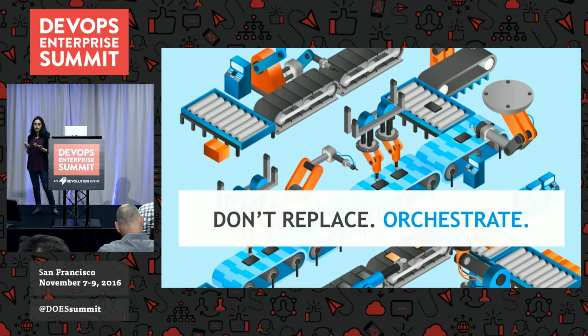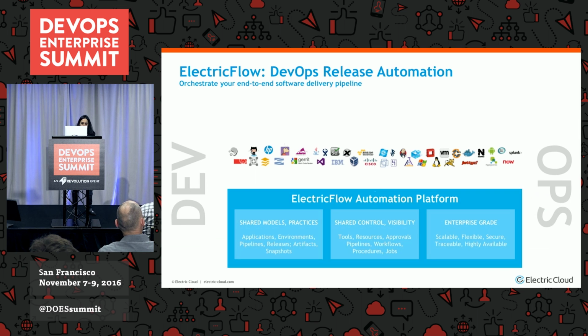That is the really important part when you're going across an entire organization, making it easy for these new users, new teams to come on, take what they're actually already using, and bring it in and orchestrate it across. So I'm going to talk a little bit about our product, ElectricFlow.